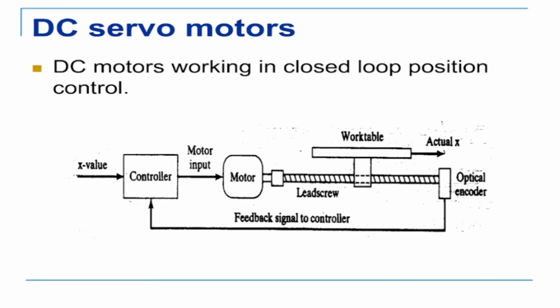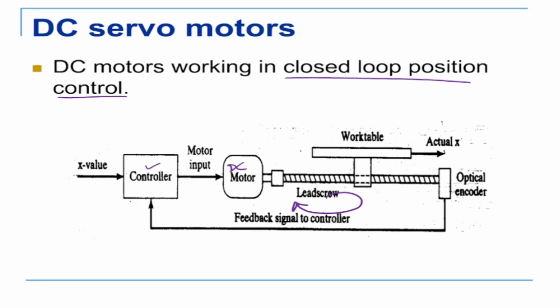Now, you would have also heard the word servo motor very commonly. A DC motor in closed loop control is called a DC servo. So a DC motor working in closed loop position control is called a servo motor. This is my DC motor. This is the optical encoder for position feedback. This is the controller, and this is in closed loop control. Such motors are called DC servos.